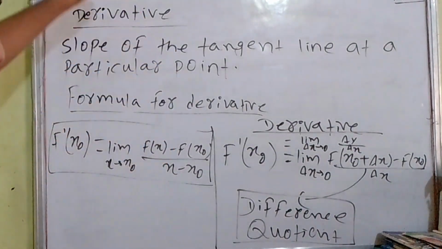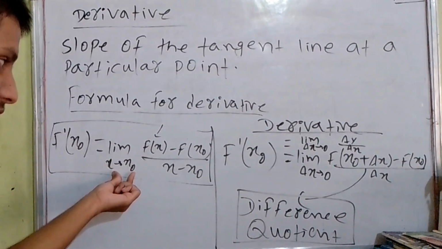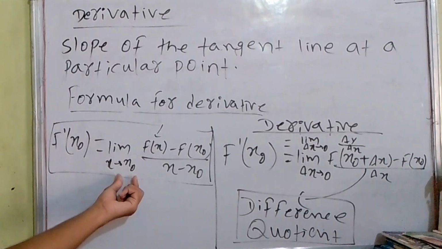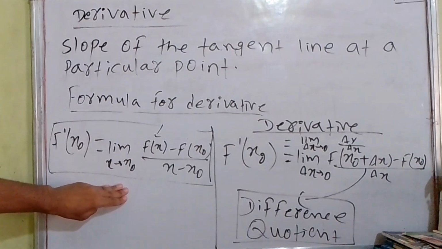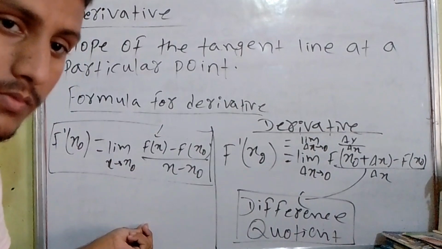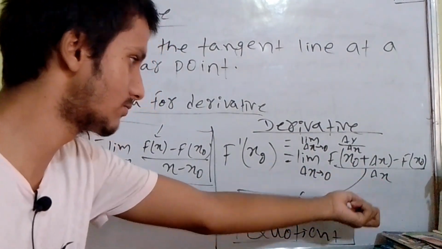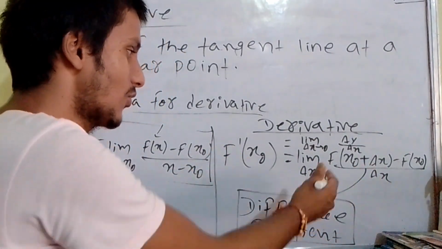This is the value f of x, meaning the new value, and the new value is close to x naught. The previous value is subtracted, and then you divide by the difference in x. So this is delta x, this is delta y. This formula is written in terms of delta x going to 0. The difference in x is a little nudge in x.